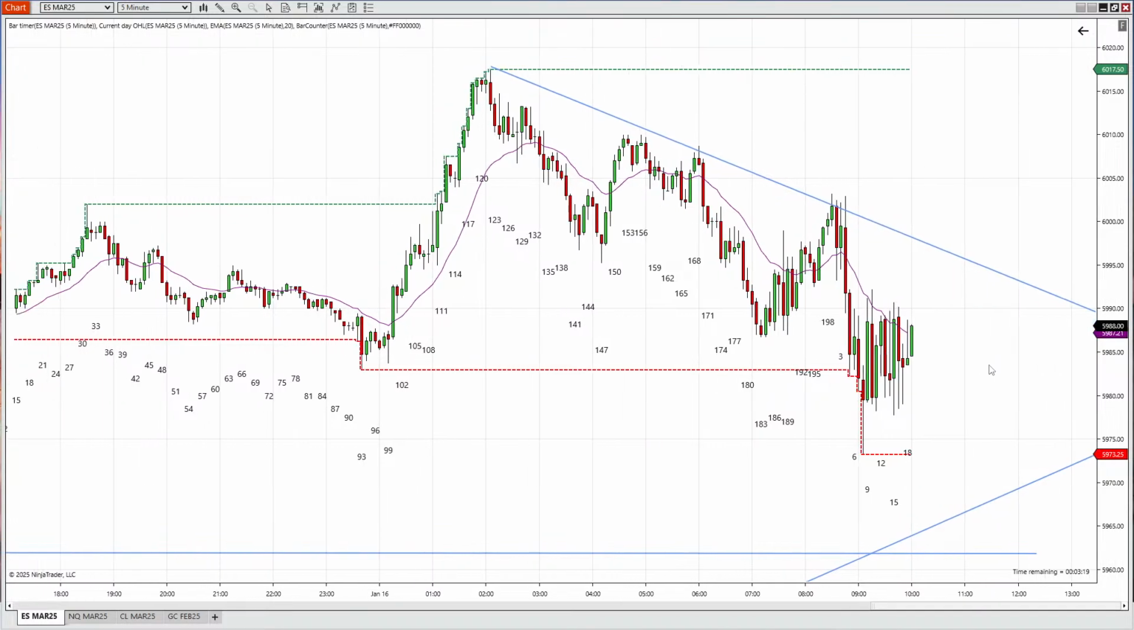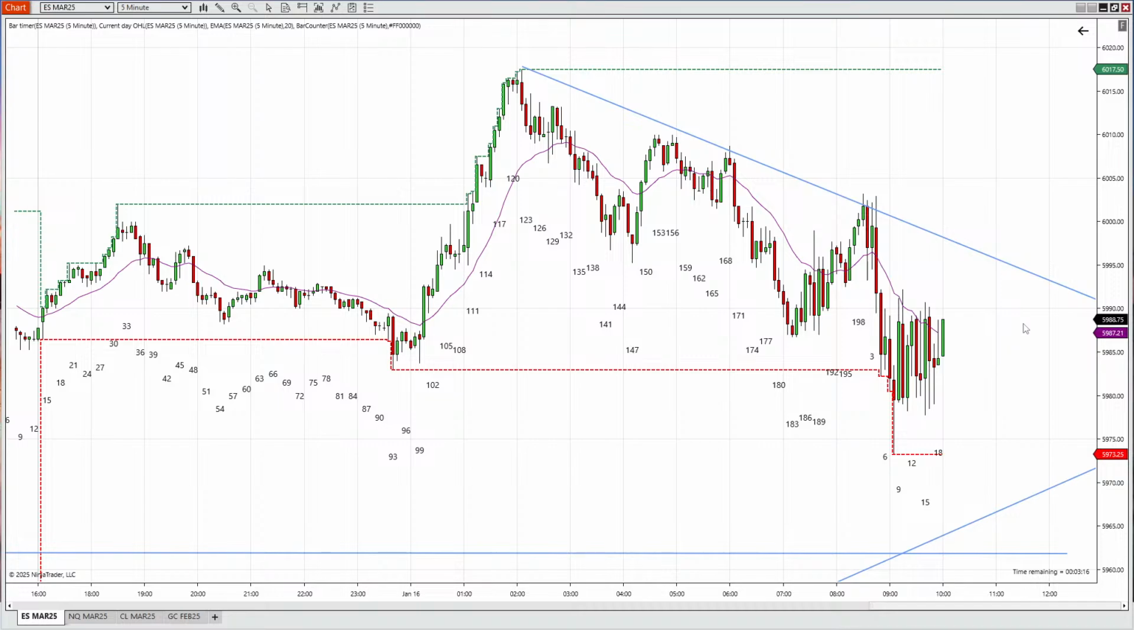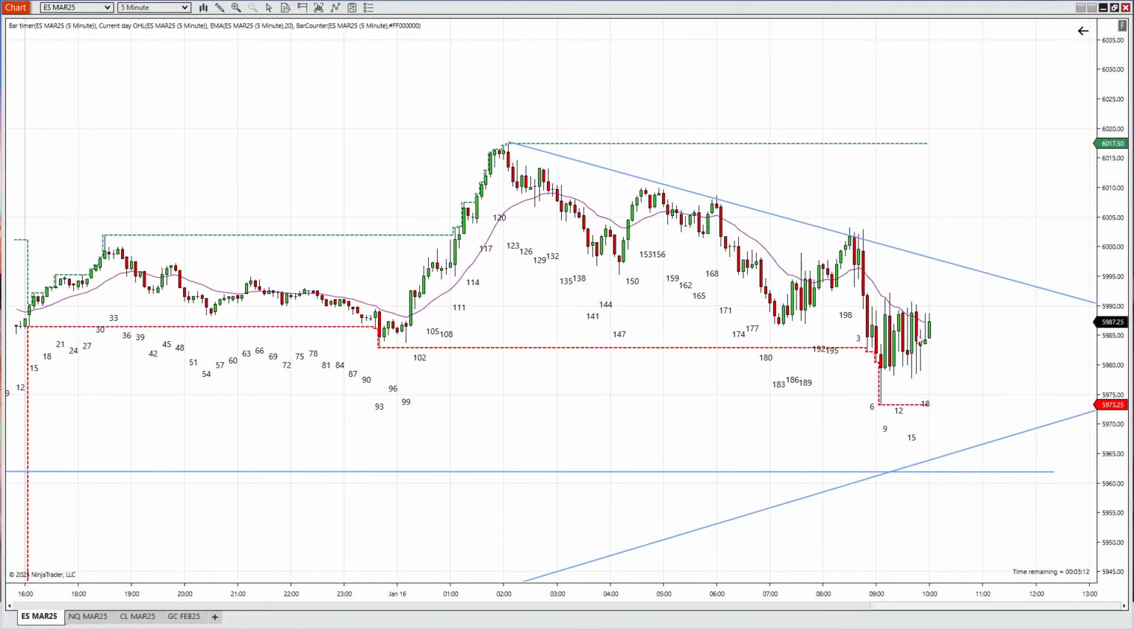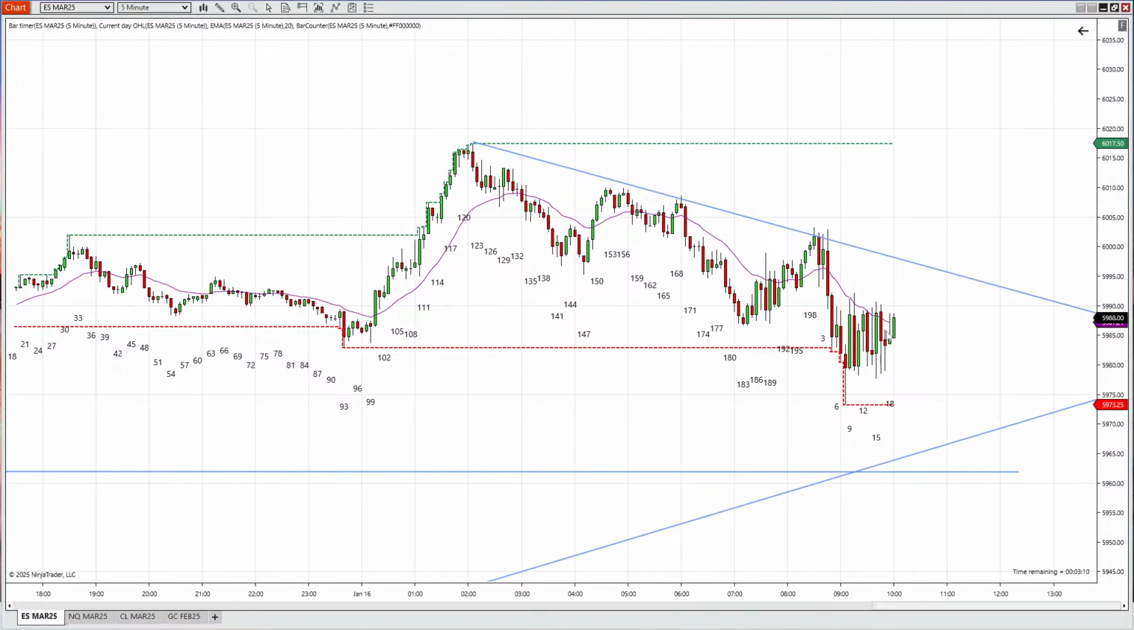What bulls need to do here is they need to start getting closes above the moving average. If they get closes above the moving average, then they're going to start convincing more people that maybe the market will go up instead of down.